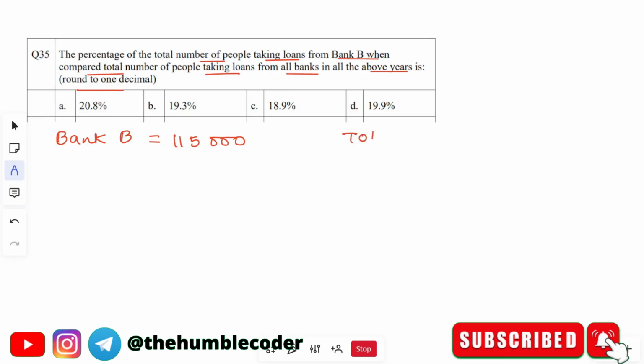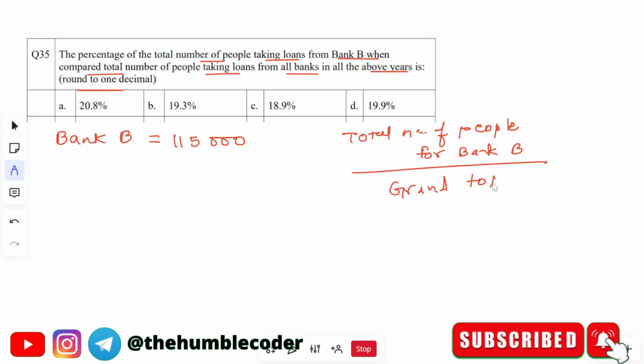Now in order to find the percentage, what it is told is the total number of people taking loan from bank B, divided by the grand total, which is for all the banks. And this will be multiplied by 100, which will give us the final answer.